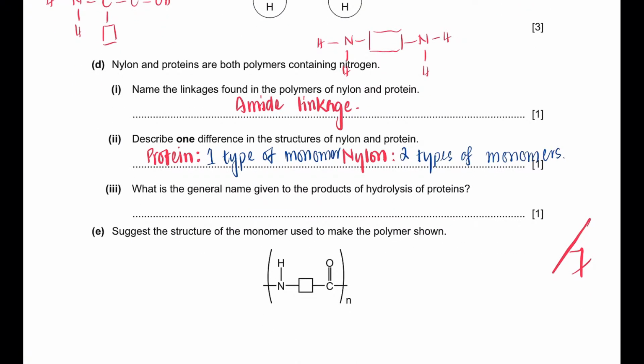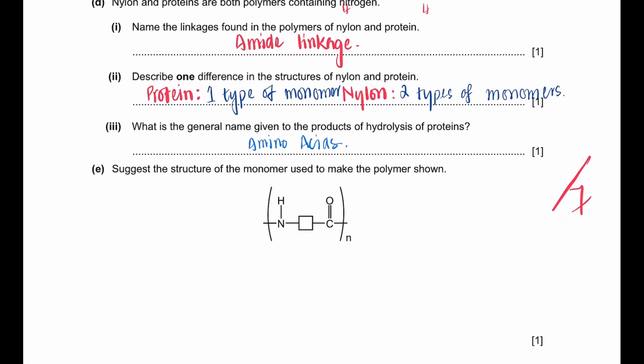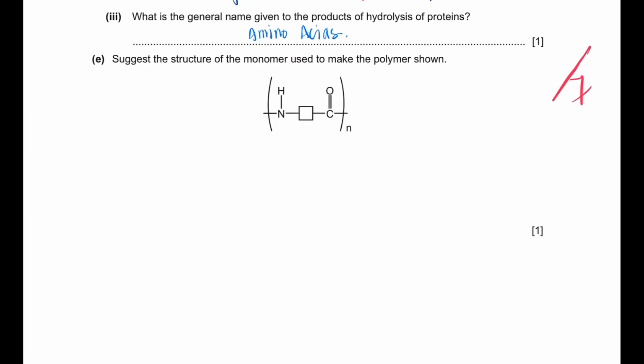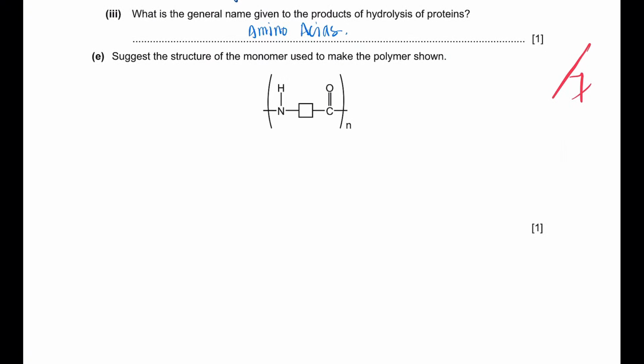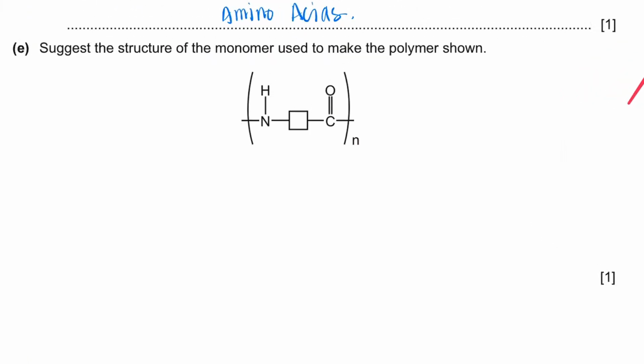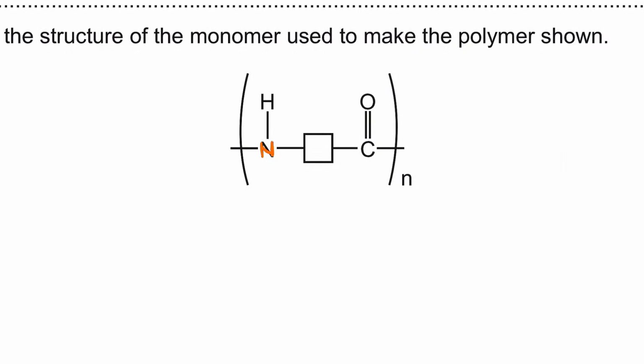What is the general name given to the products of hydrolysis of proteins? Amino acids. Such as the structure of the monomer used to make the polymer shown. I can cheat. I like to cheat.